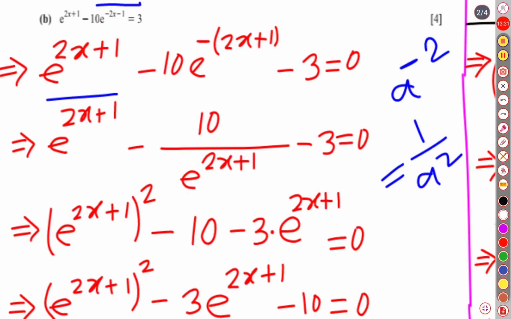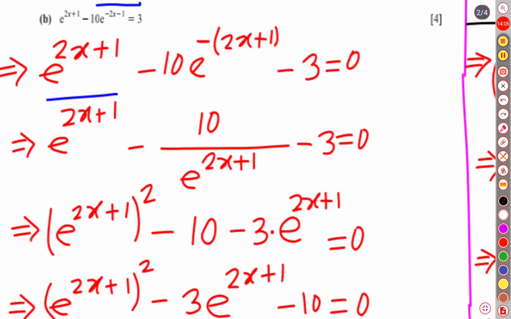That means a negative exponent puts the term in the denominator of the fraction. If it is the inverse of a squared, how do we write it? We write 1 over a raised to 2. Similarly here, there is no question about 10. Above 10 there is no exponent at all, so 10 is the numerator. Now this one, the exponent is negative, so it will go down as the denominator: e raised to 2x plus 1.